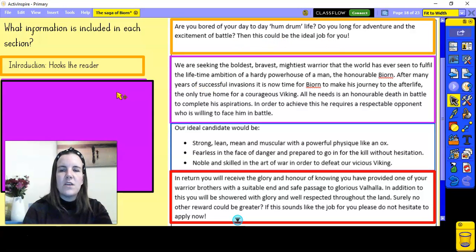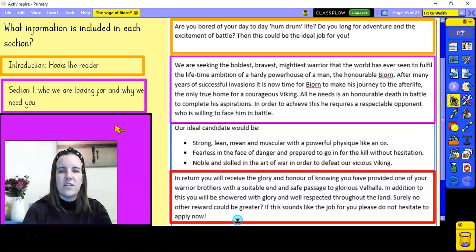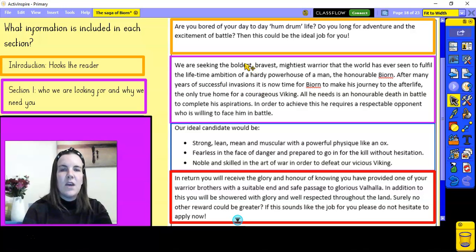Okay, you can see then that the next section that I've gone round in purple is going to be who we're looking for, okay, the person that is going to be applying for the job. And it's at this point that we explain a little bit about the job and explain why we need that person, okay. So the person that you've designed is the warrior that's going to be applying for the job.